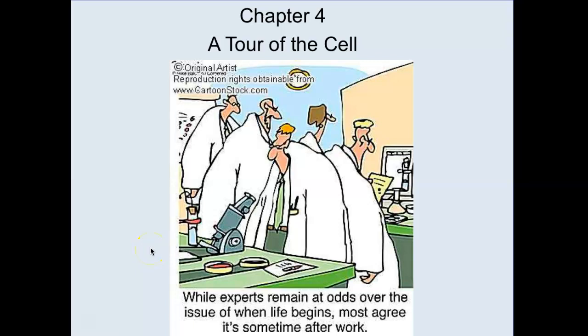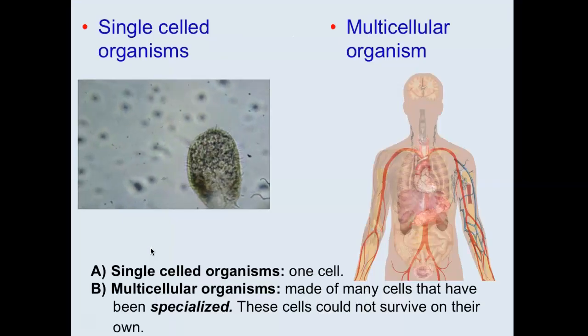Hi, so this is chapter 4, a tour of the cell. We're going to be looking at what a cell is, what it's made of, and the first part of this lecture is basically how we study cells and how we see them, which is using a microscope, right? So let's take a look at the first slide we have.